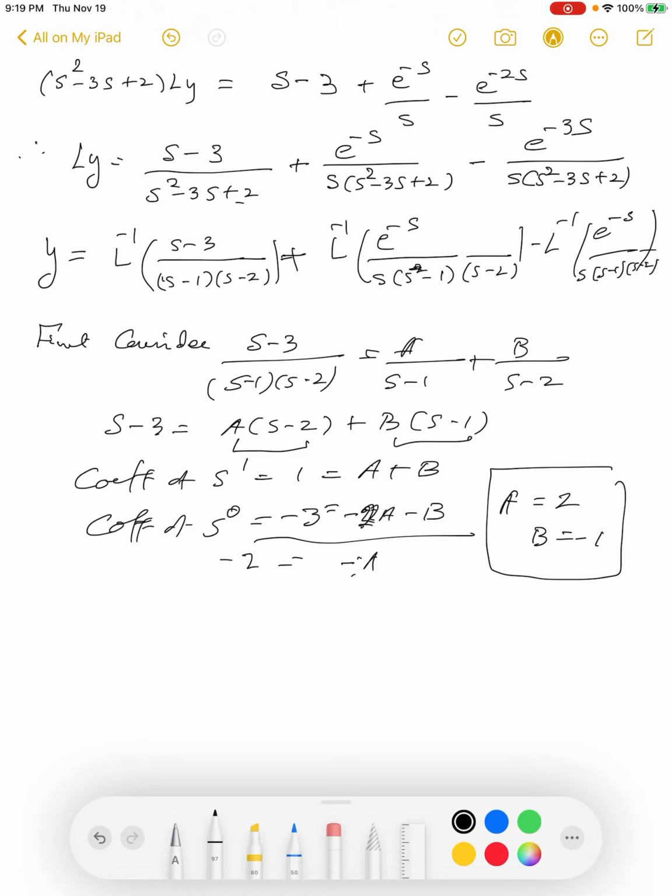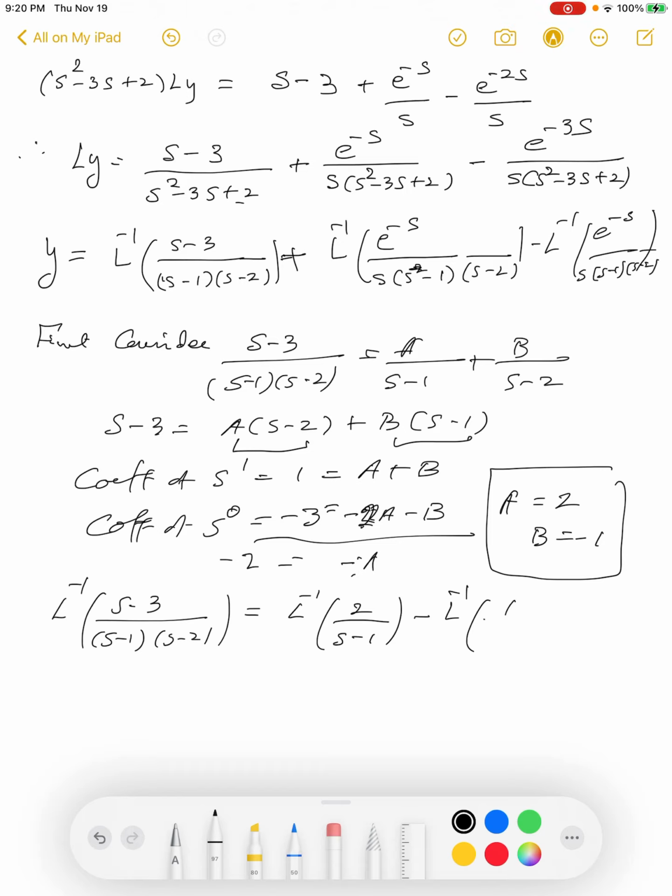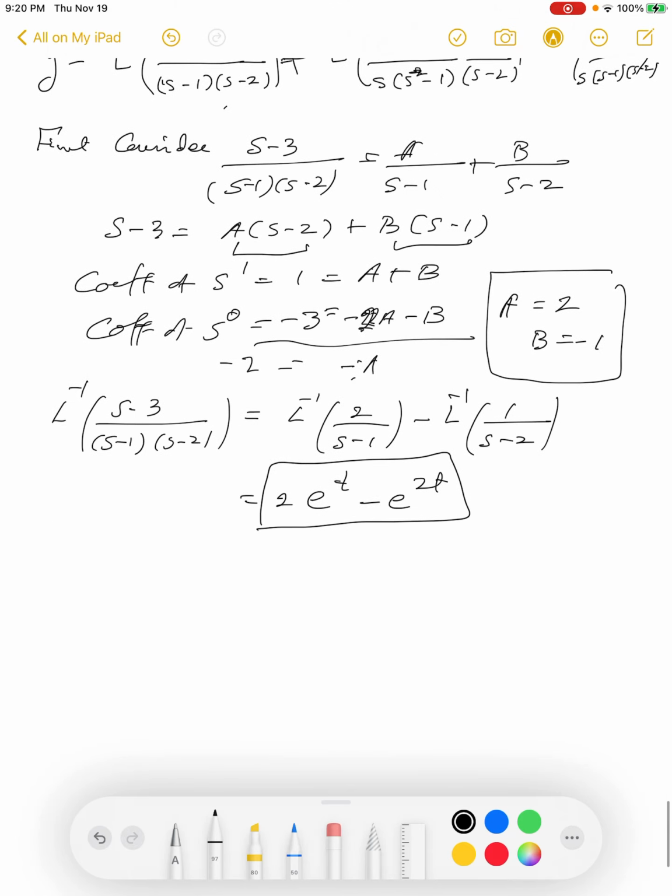Yes. Okay, so good. So therefore L inverse of s minus 3 over s minus 1 times s minus 2 is simply L inverse of 2 over s minus 1 minus L inverse of b is minus 1, so it's that, and so this is 2 e to the t minus e to the 2t. That's the L inverse of the first term.